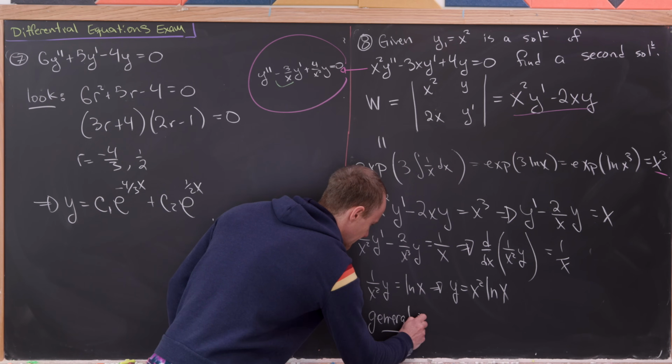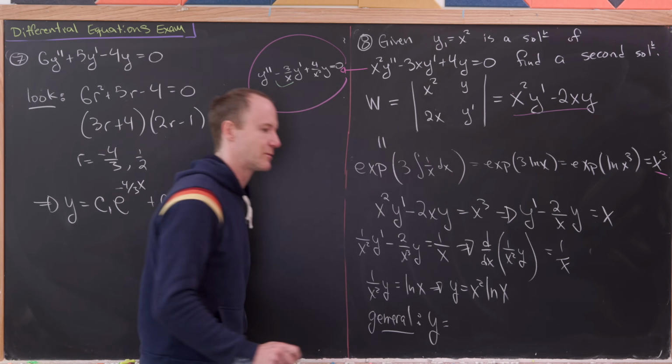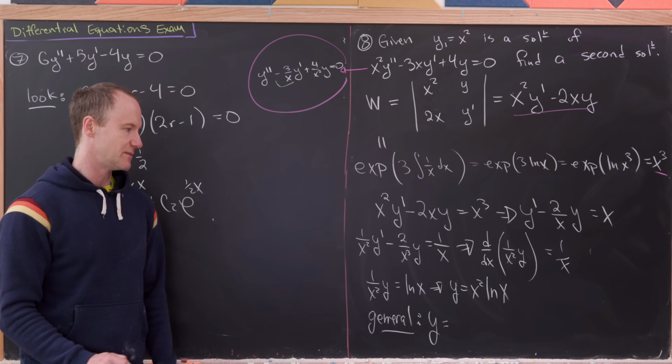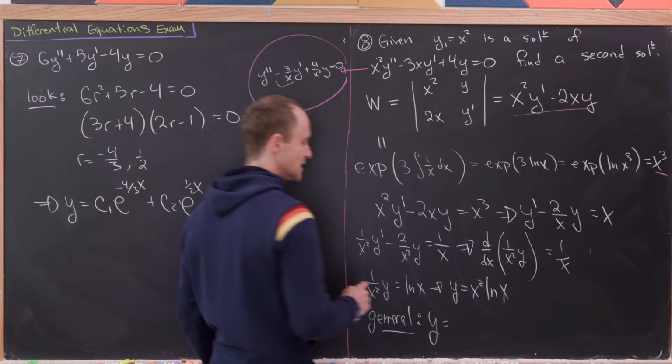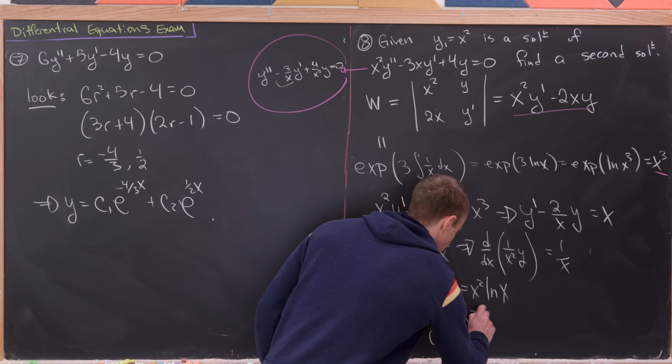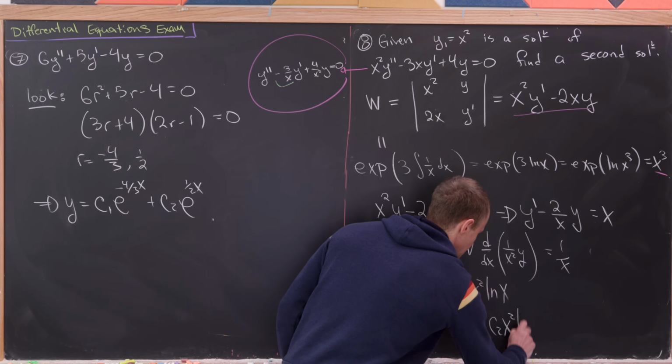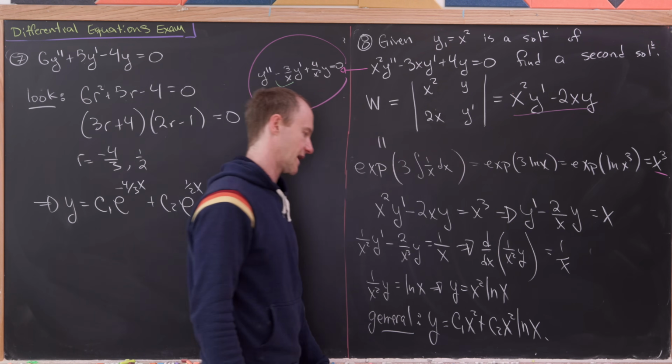But let's say we wanted to find a general solution. Of course, by the principle of superposition, that's going to be the sum of these two, or an arbitrary linear combination of these two. So perhaps it would be c1 x squared plus c2 times x squared times log x.